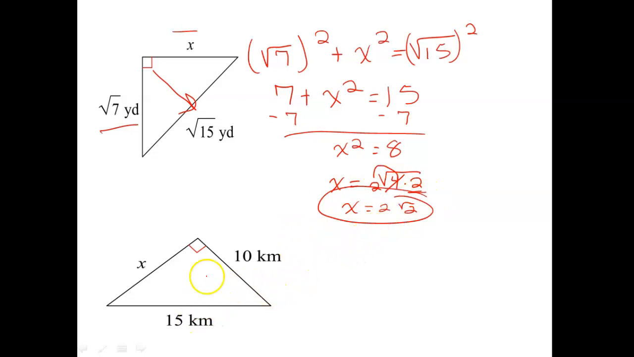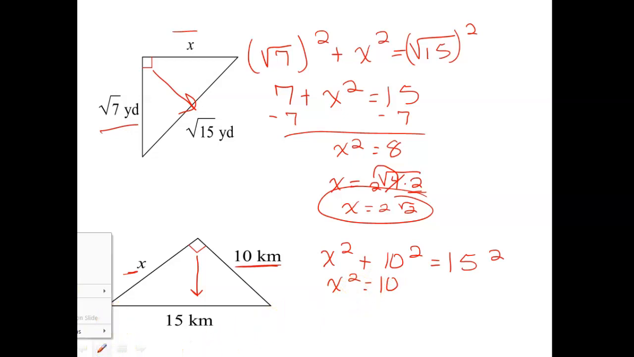All right. Here, again, I have C, but I'm going to solve for my A this time. And then I have B. So I have A squared, which is x squared, plus B squared equals C squared. So x squared plus 10 squared, which is 100, equals 15 squared, which is 225.